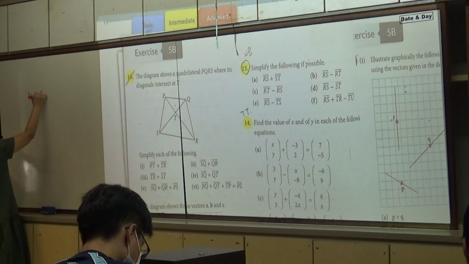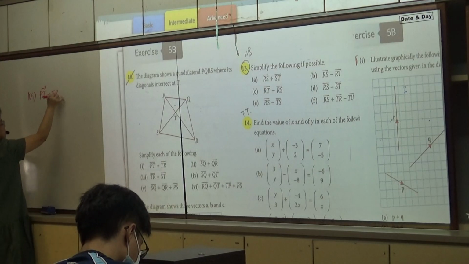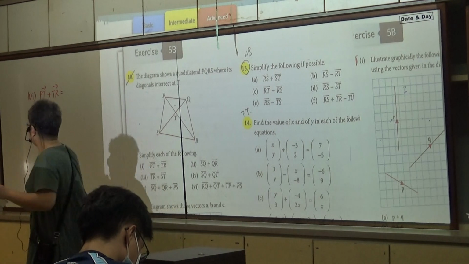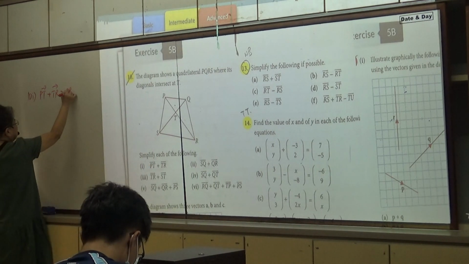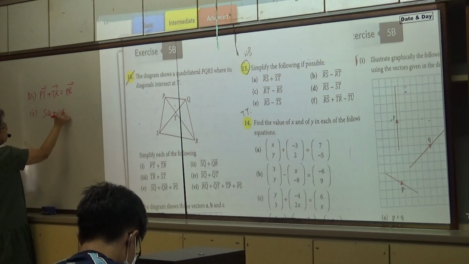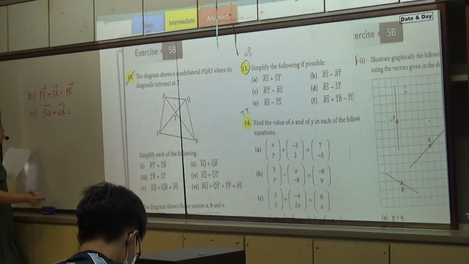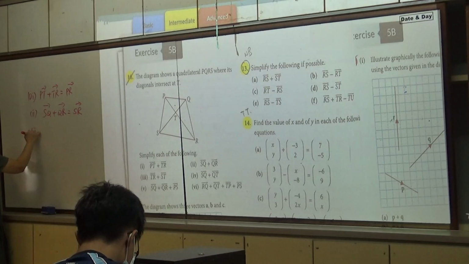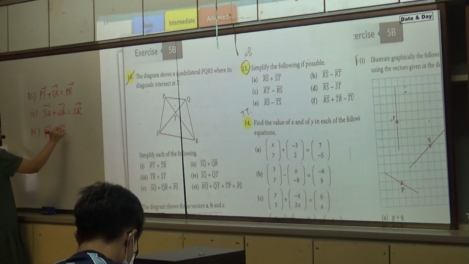10 part 1. PT plus TR. This one don't know, will throw out the class. What is it? PR, very good. Number 2. SQ plus QR. SR. Number 3. TR plus ST.